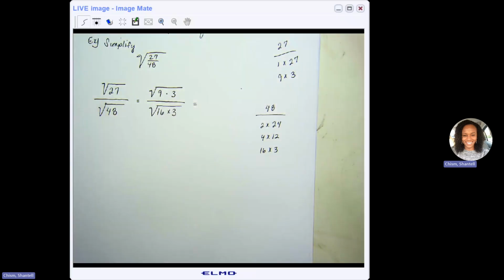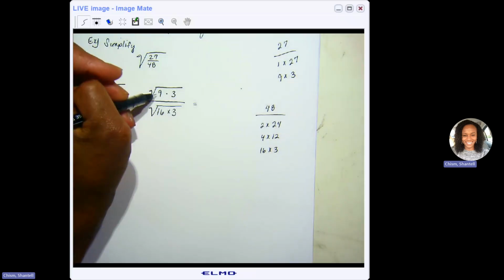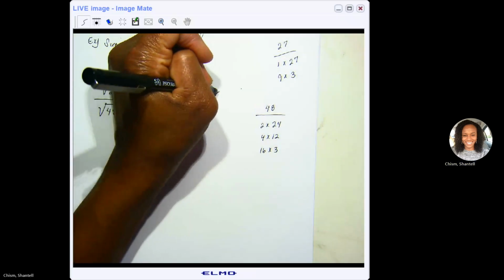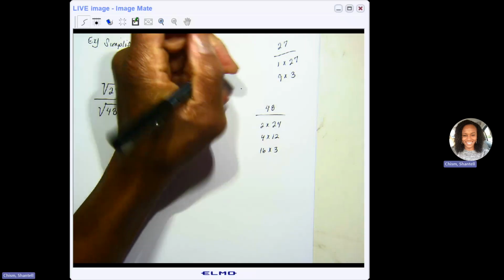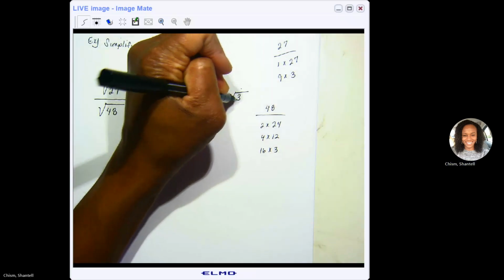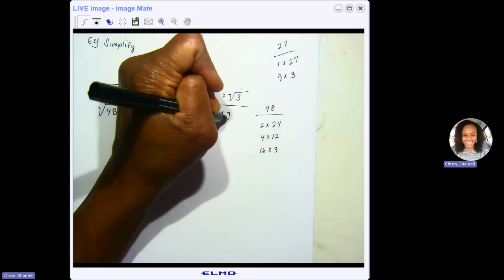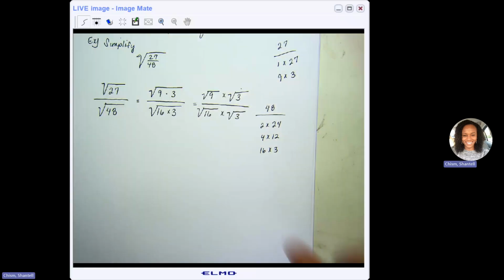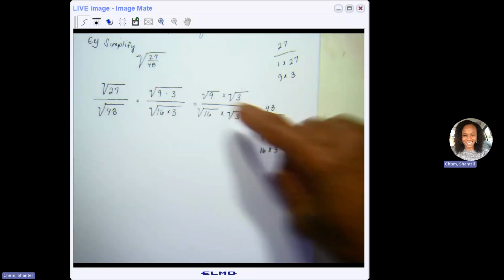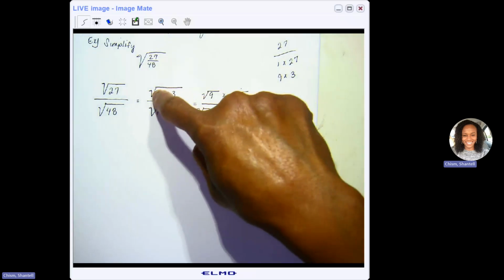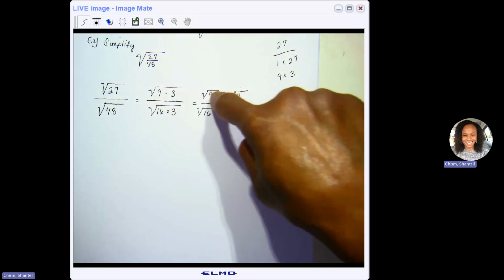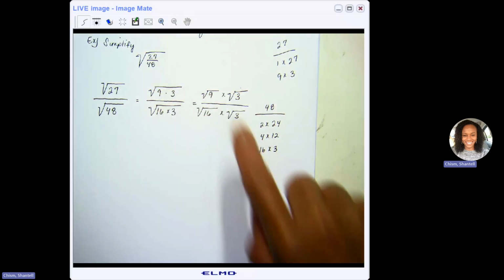So let's see what we have here. Now, I'm going to say, well, the square root of 9 and the square root of 3 on top, over the square root of 16 and the square root of 3 on bottom. So basically, just like I broke the top and bottom separate, I gave each one of those factors of the product its own radical on top and on bottom.